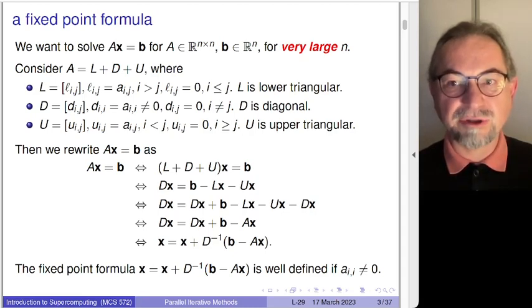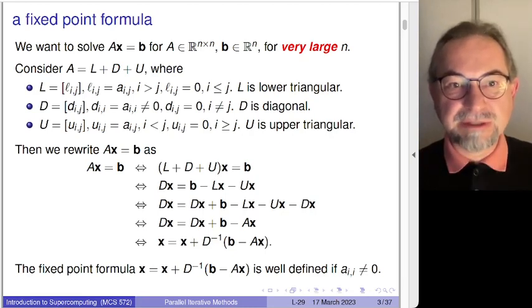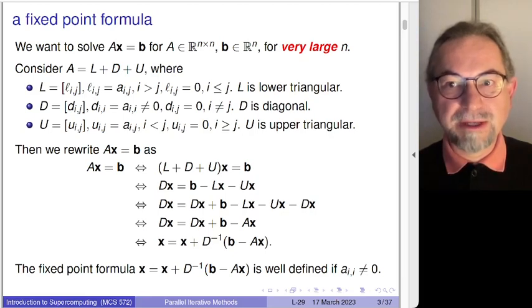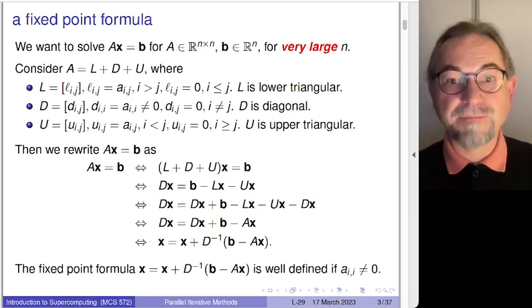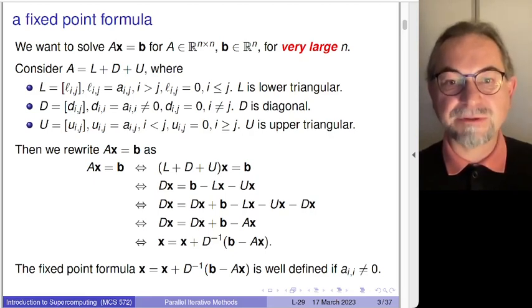So what this slide does, it considers a partitioning of the matrix A in a lower triangular, diagonal, and strictly upper triangular part. And then using the L, D, and U, we can rewrite the original equation, AX equals B, into a fixed point equation. And the fixed point formula that we derive at the bottom is well defined as long as every diagonal element is different from 0.